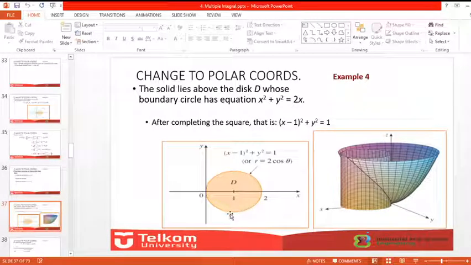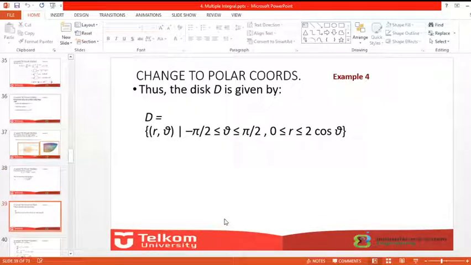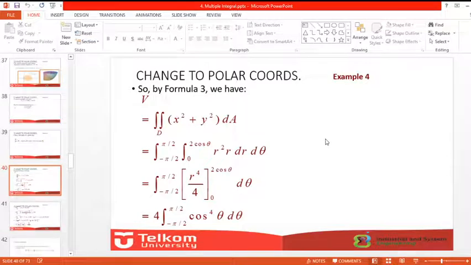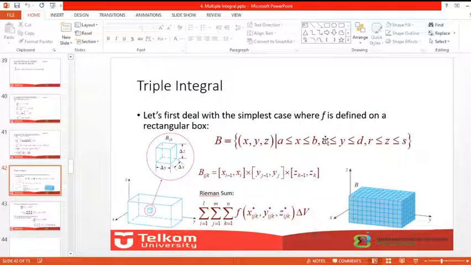So theta should be from minus π over 2 until π over 2. So we can get this: theta from minus π over 2 until π over 2, r from 0 until 2 cos theta. Next we can define the result. This is regarding the polar coordinate.